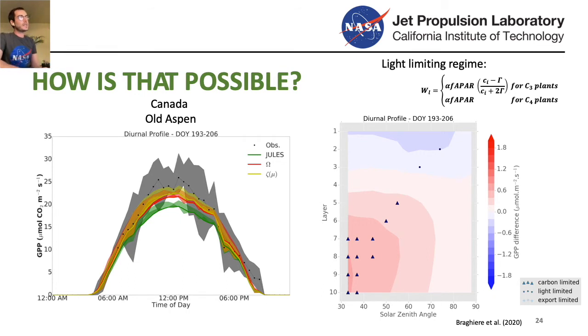Now, for the old Aspen site, when we reduce FAPAR but we increase photosynthesis, well, we have to make this plot. So it's a vertical plot, right? The vertical layer in JULES and the zenith profile. So here 1 represents the top of the canopy and 10 represents the bottom of the canopy. And what I'm showing here is the GPP difference, so the difference between the yellow line and the green line, okay? So what we see is that GPP is increasing in the bottom layers.